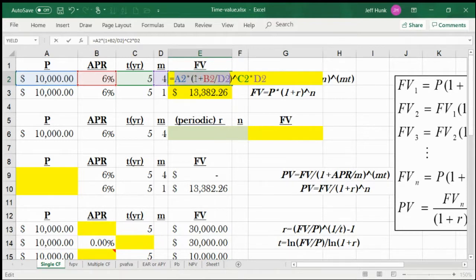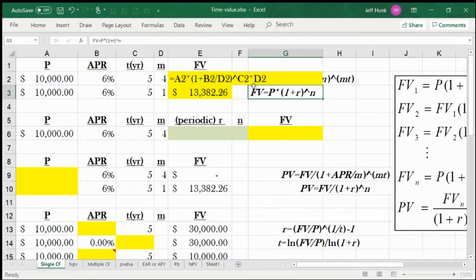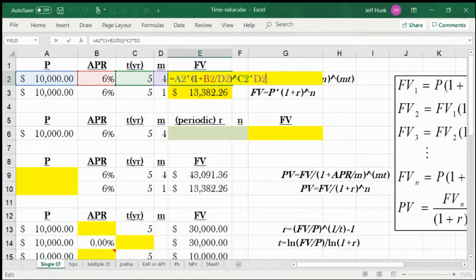And of course, whatever is in the parentheses will be done first, because it's always PEMDAS. Division will be done before addition, and then it will be multiplied, and then it will be raised to power, and then multiplied by d2. So that's not right.